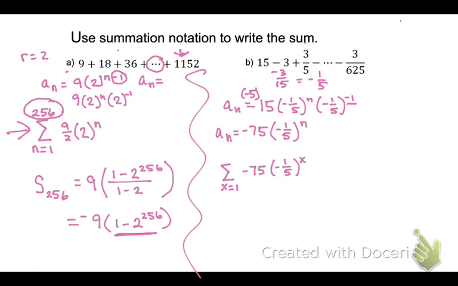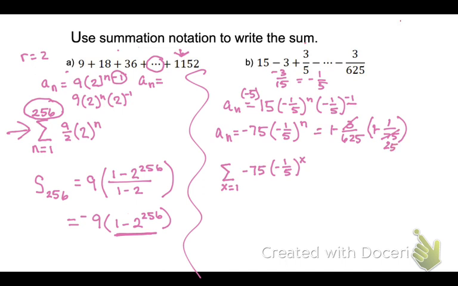Okay, so we need to figure out our upper limit. So how do we figure out our upper limit? Set it equal to the last. Set it equal to the definition. So we have negative 3 over 625. So times it by negative 1/75. Okay, so negative and negative is a positive, right? 3 is 25, right?